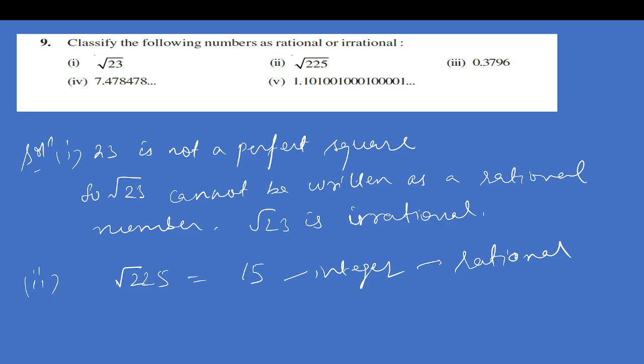Classify the following numbers as rational or irrational. Now you can see root 23. 23 is not a perfect square, so root 23 cannot be written as a rational number. So root 23 is irrational. If you go on solving, the decimal will be non-terminating and non-recurring, because it is not a perfect square. Now root 225. This is a perfect square. 15 squared is 225. So if you solve this, it is an integer and it is a rational number.